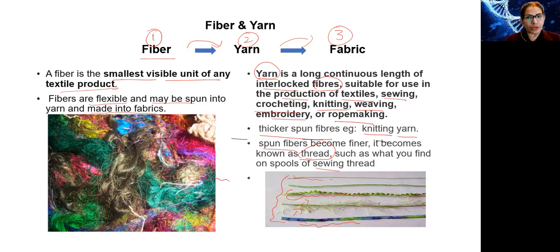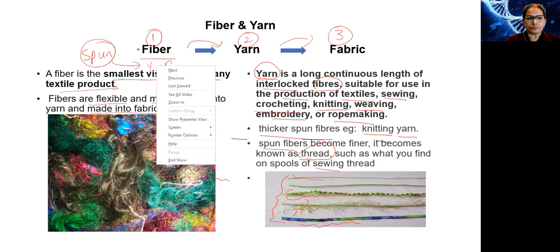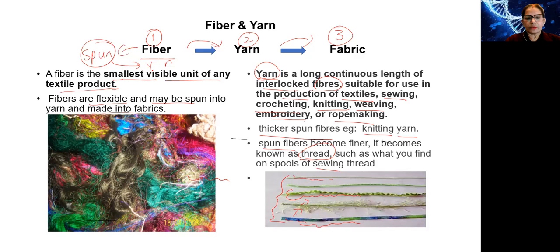Very important. Fiber is the basic visible unit of any textile structure, or textile product. And fibers are flexible and they are spun into yarn. They are spun. You have to use this technical term called spun. Once the fibers are spun, they change into yarn. So fiber is spun into yarn. So fiber to yarn and then yarn to fabric.